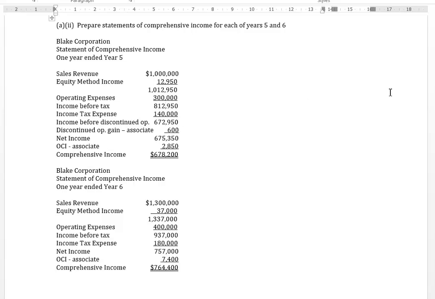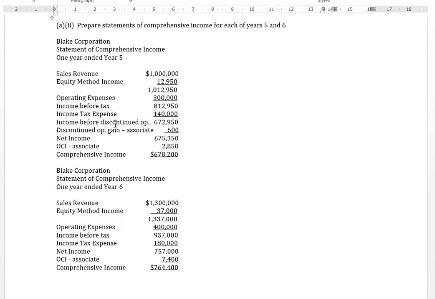From continuing operations amounts, we will deduct our operating expenses to calculate income before tax. We'll deduct our tax expense, that's tax expense on your continuing operations, in order to get income before discontinued operations of $672,950.